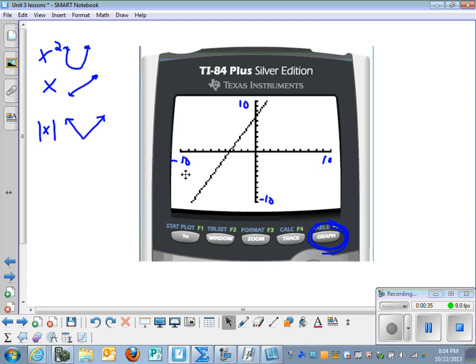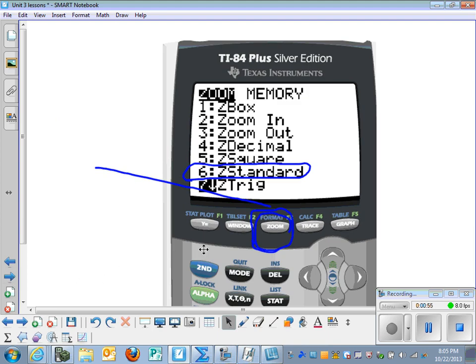Remember, your standard graph is a negative 10 to 10 on the x-axis and negative 10 to 10 on the y-axis. If you're graphing an equation with just an x, you'll be getting a line. If it's an x squared, you'll be getting a U-shaped graph or a parabola, and if it's an absolute value, you'll be getting a V. In the event that your screen is messed up, you're not getting the standard graph, remember to go to Zoom. Select number 6, and that'll give you that negative 10 to 10 graph.